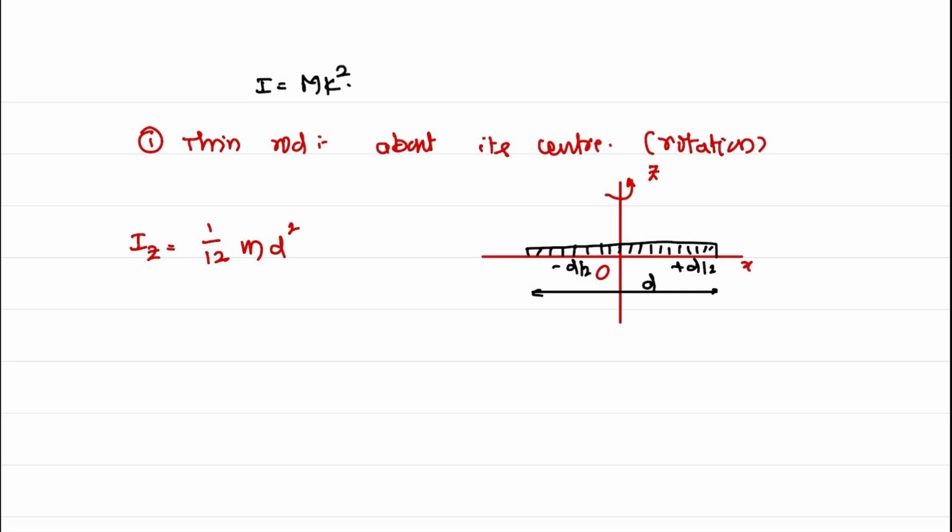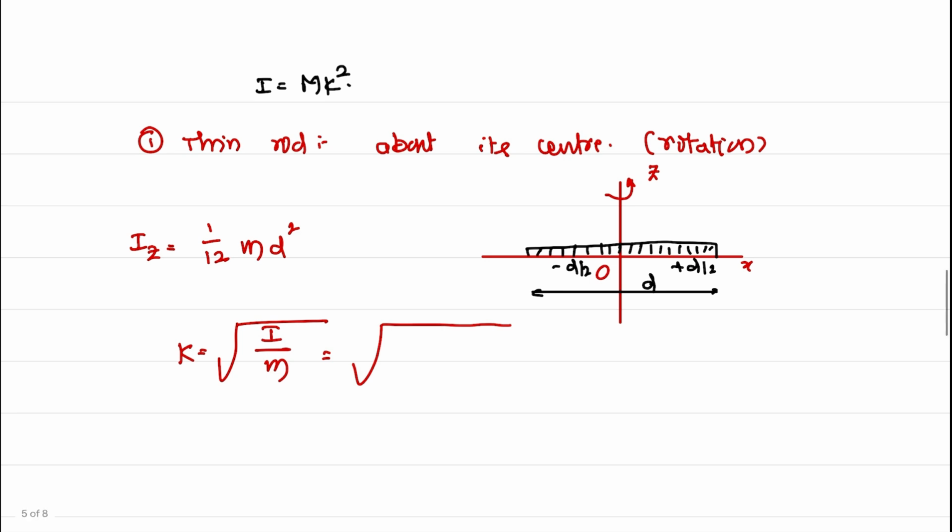Now, what is the value of radius of gyration for this? Square root of I by m. Mass is not going to change. Please remember, when you are calculating the radius of gyration, mass is not going to change.